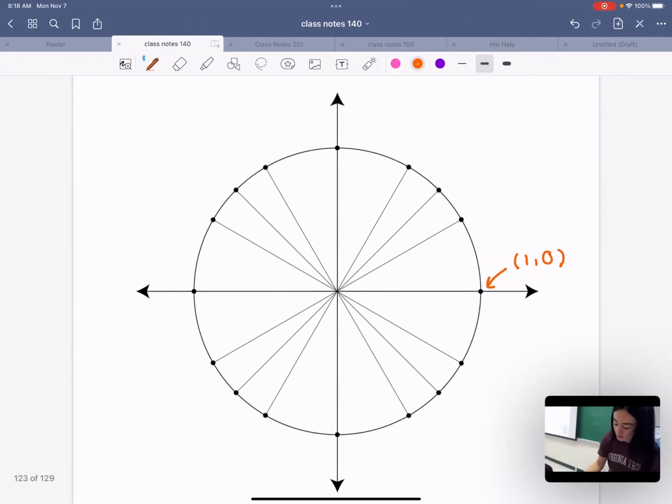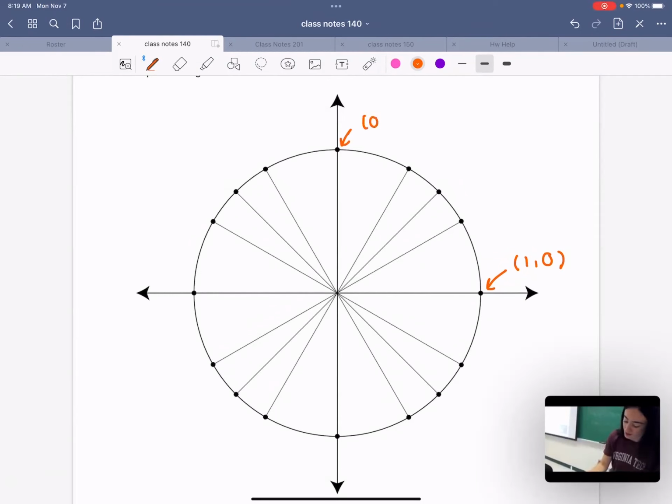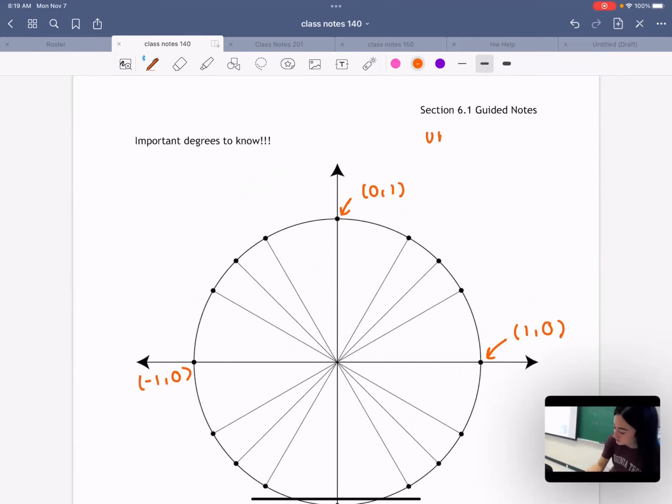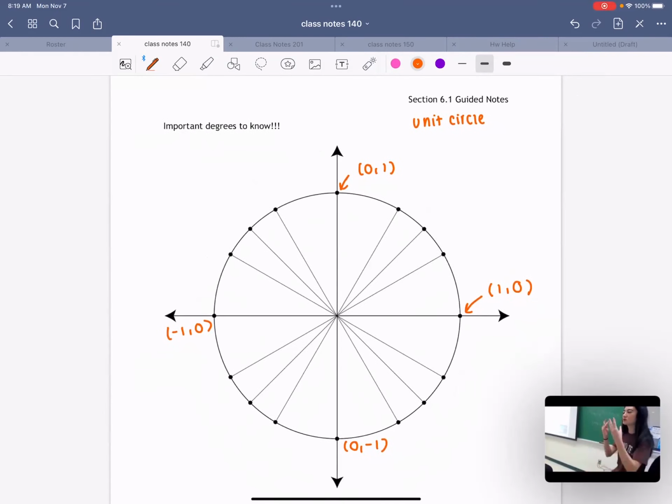And then this point would be 0, 1, right? This point would be negative 1, 0. And then the bottom point would be 0, negative 1. Now, this is a very special circle. It's used in a lot of different scenarios, and because it's used so widely, this is called the unit circle. It's called the unit circle because if you go out 1, you're going out 1 unit. So it's a circle that goes out 1 unit, basically.